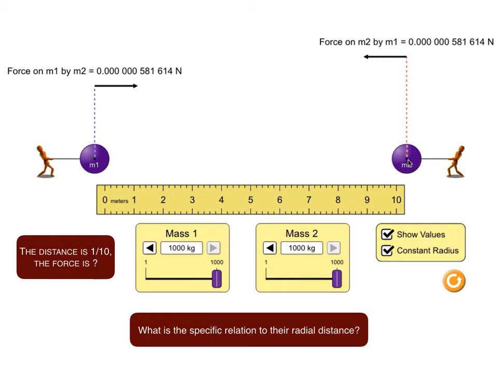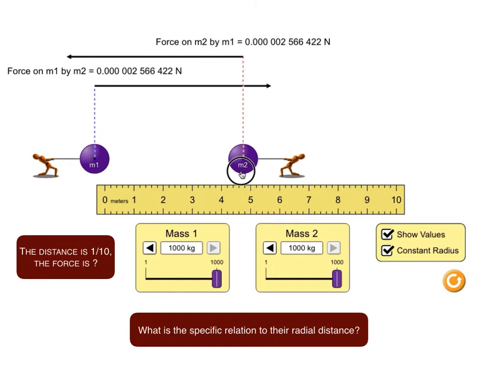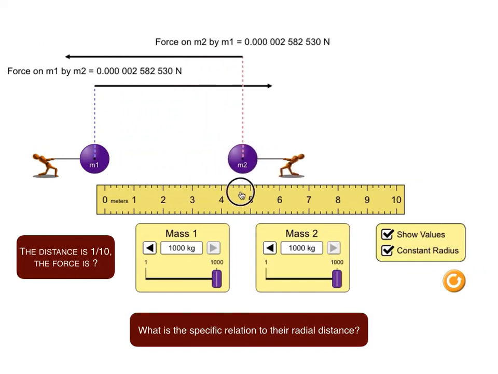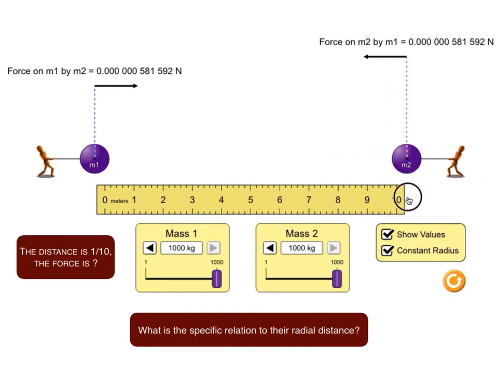Note, however, in what relation this inverse proportionality takes place. If the distance is doubled, the force is decreased by a factor of 4, or 2 squared. If the distance is tripled, the force is decreased by a factor of 9, or 3 squared. If the distance is quadrupled, the force is decreased by a factor of 16, or 4 squared.